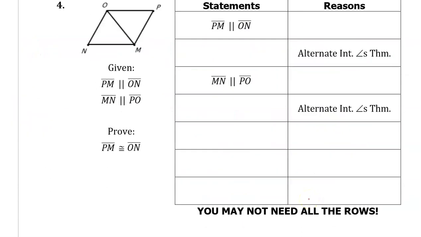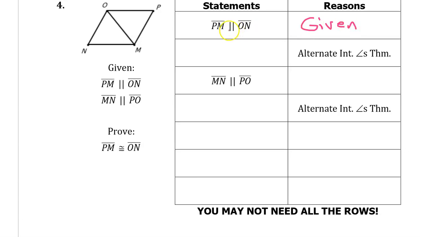Here's the last problem. It should be a little bit extra easy because some of these statements and reasons are filled in for us. So we often will start with the given. We are given that segment PM is parallel to segment ON. So the reason, of course, will be given.